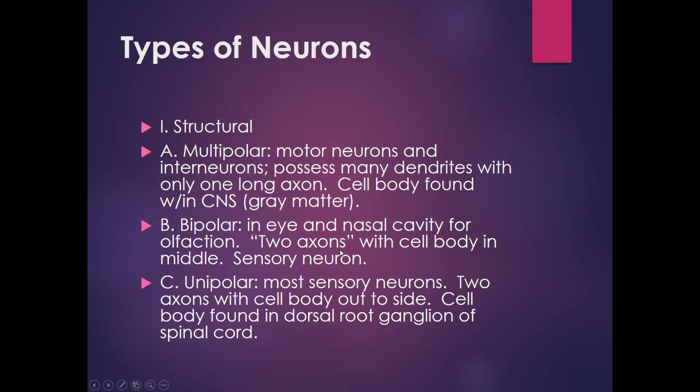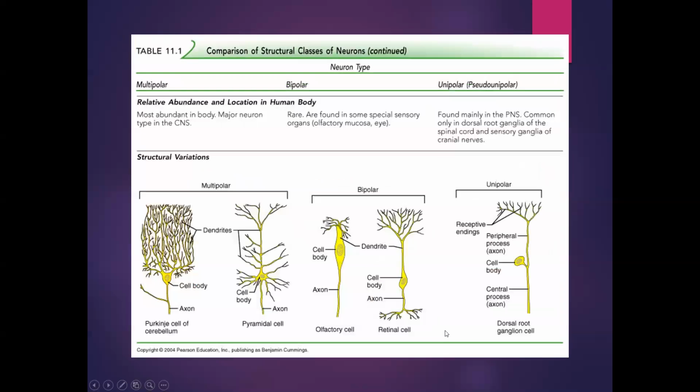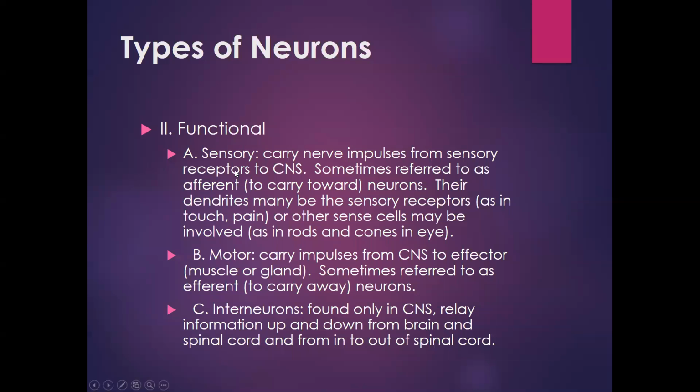So they're sensory neurons. They have one long dendrite on one side and another long axon on the other side. And then unipolar, most sensory neurons, one big long axon with the cell body out to the side. And the cell bodies will be found in the dorsal root ganglion of the spinal cord, which we looked at in this picture yesterday. Okay, so sensory neurons carry nerve impulses from the sensory receptors to the CNS, sometimes referred to as afferent neurons because they carry signal toward the brain. Their dendrites may be the sensory receptors, or you may have some other sense cells like rods and cones in your eye.